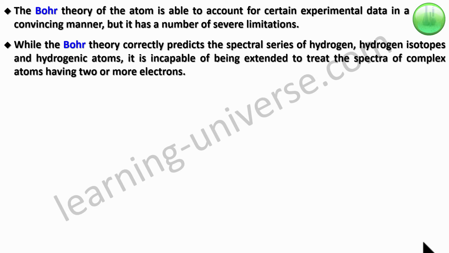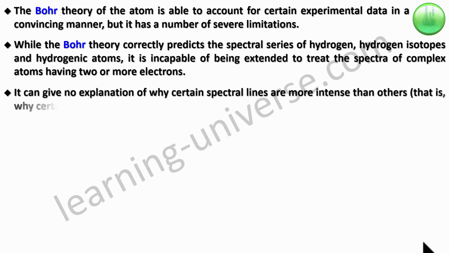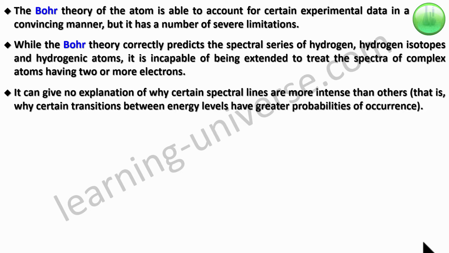Now, initially, it could not give any reason, any explanation as to why certain spectral lines are more intense than others. That is, why certain transitions between energy levels have a greater probability of occurrence. But later on, the quantum mechanics itself was able to give an idea as to why this actually happens. It primarily happens because, let's say the electron is in level 4.